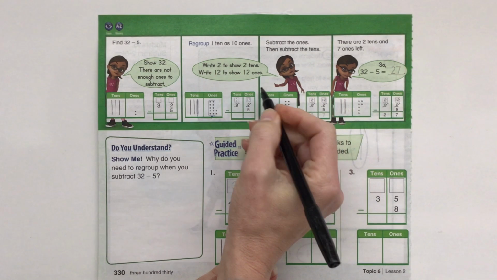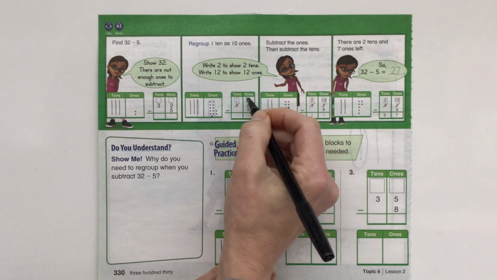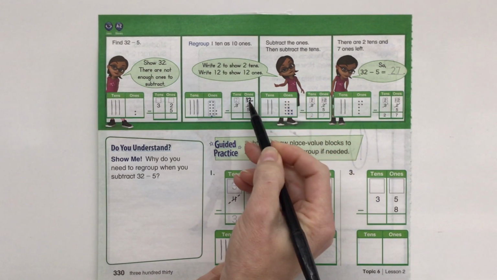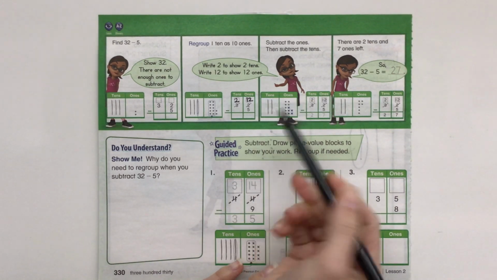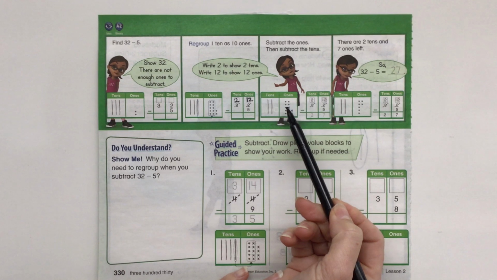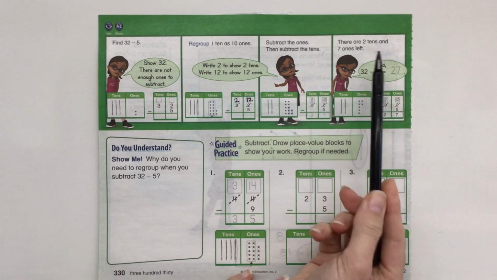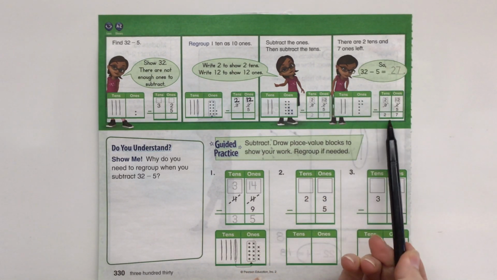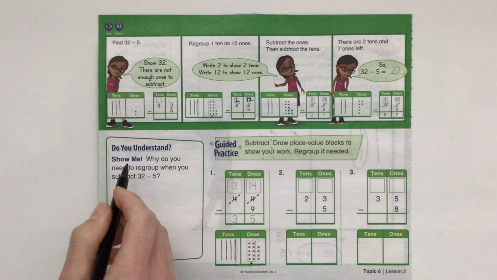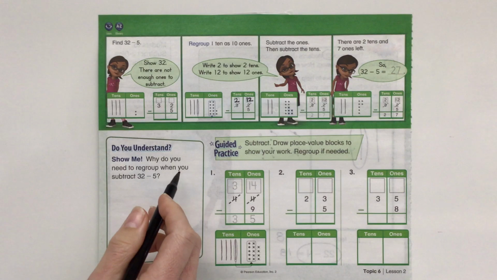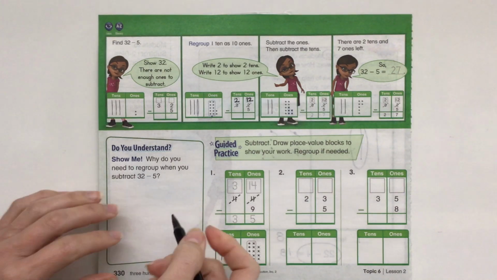And then we added that over here. So one group becomes 12, and the next group becomes 2. All right, so subtract the ones, then subtract the 10s. And there are 2 10s and 7 ones left, so we know our answer is going to be 27. All right, do you understand? Show me. Why do you need to regroup when you subtract 32 minus 5?